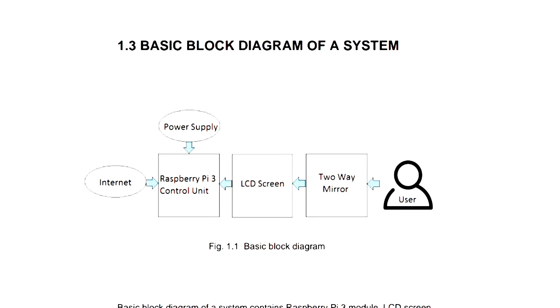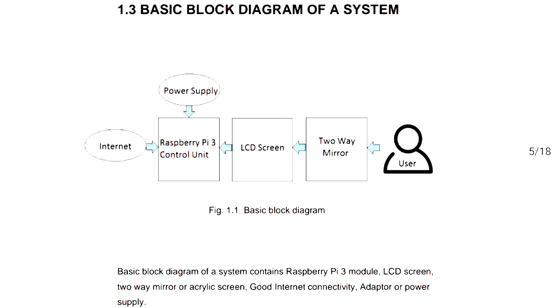So, the basic block diagram. The Raspberry Pi model is the heart of the project, and the other components include an LCD screen, a two-way mirror, internet, and a power supply or adapter. Any Raspberry Pi module can be used here, but as we use newer models, they provide more features and are faster. The two-way mirror is used because it has to perform both functionalities: it has to show the user's reflection, as well as the data coming from behind it from the LCD screen. Then there should be good internet connectivity.